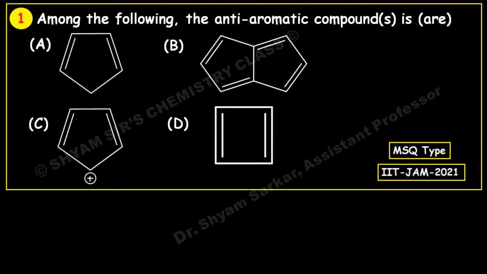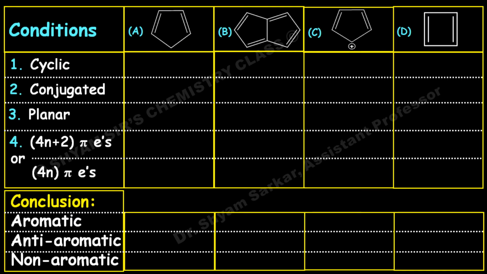This question is MSQ, that means there could be multiple answers to this question. That's why it is an MSQ type question. So let's solve this question. Those who have gone through my previous videos will see I always use this type of chart for your easy understanding. If you make this chart, it will be very easy to identify whether the given compounds are aromatic, anti-aromatic or non-aromatic. You can easily identify from this table in which category these compounds fall.